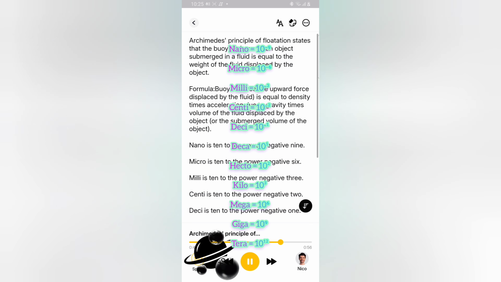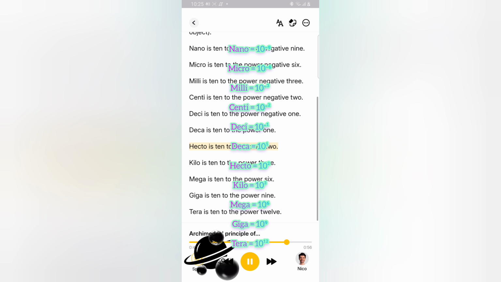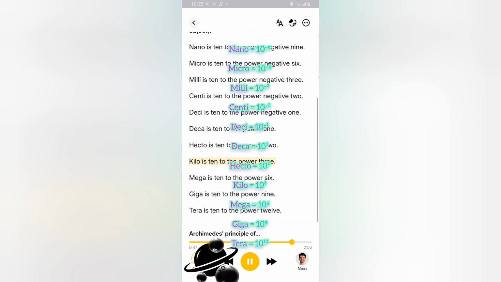Deca is 10 to the power 1. Hecto is 10 to the power 2. Kilo is 10 to the power 3. Mega is 10 to the power 6. Giga is 10 to the power 9. Tera is 10 to the power 12.